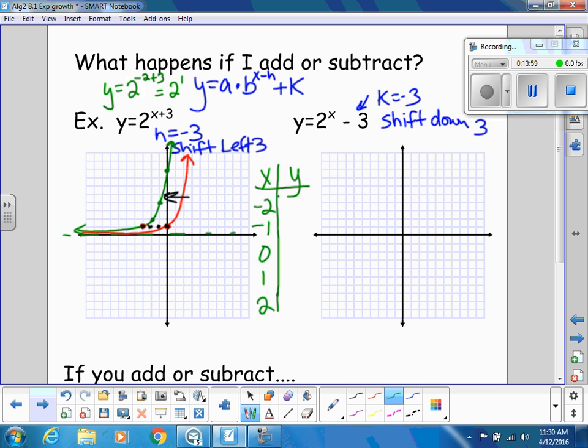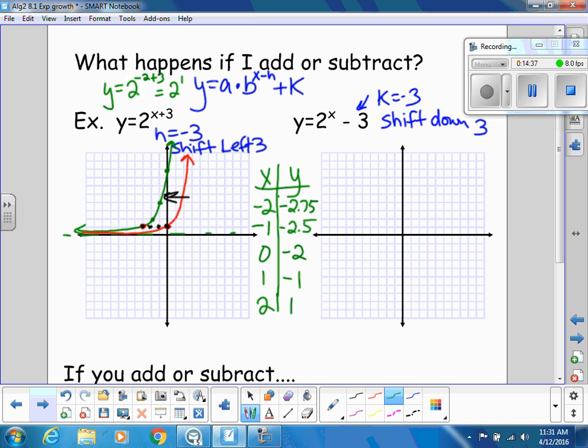And now when I plug them in, I'm going to get 2 to the negative 2. That was, remember when we plugged that in, that was 1/4. And then if I do minus 3, that would be negative 2.75. All right, and then when I plug in negative 1, that's a half minus 3, so that's negative 2.5. And then when I plug in 0, that's 1 minus 3, so that's negative 2. And then I'm going to have 2 minus 3, which is negative 1, and then 4 minus 3, which is 1. So let's plot those.